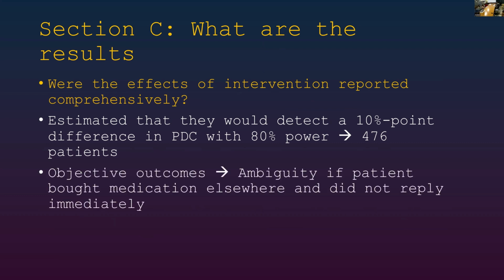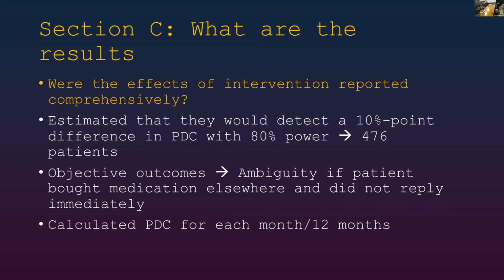Objective outcomes: they did look at objective outcomes. However, there was some ambiguity. For example, if the patient had filled the prescription elsewhere but failed to report that, or there was some delay, then there would be some subjectivity in the measurement of the outcome. They calculated the PDC based on the pharmacy records, whatever records they had each month for 12 months following randomization.